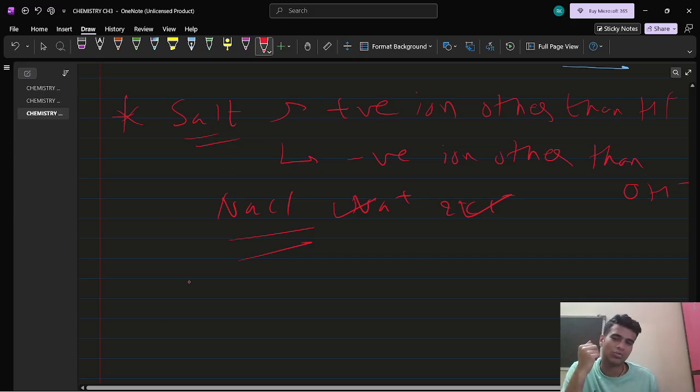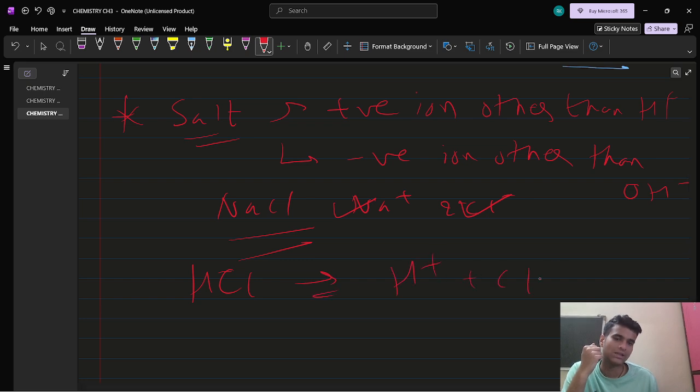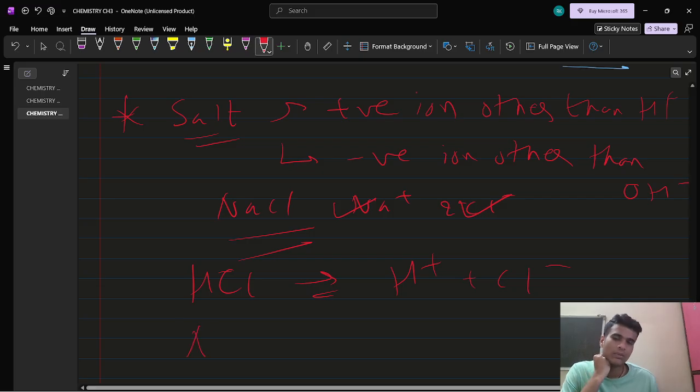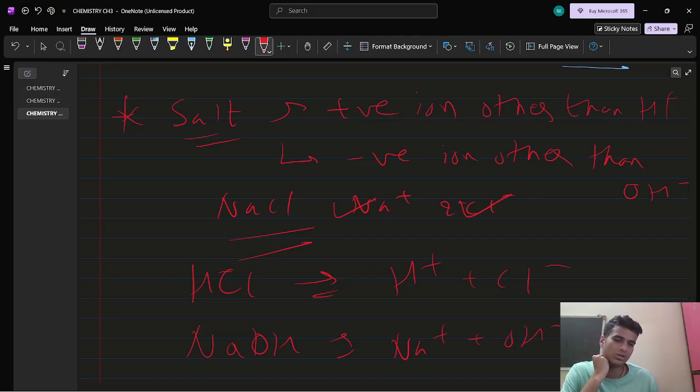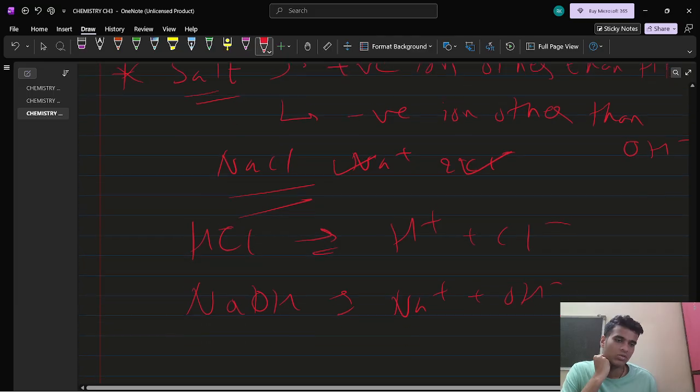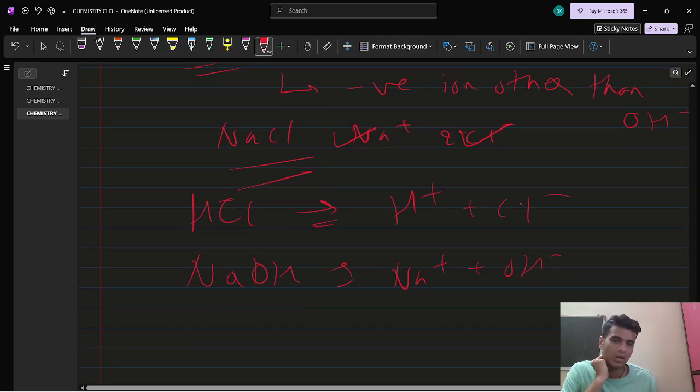When I add HCl to water I get H plus plus Cl minus. Suppose I'm adding NaOH also, so I get Na plus plus OH minus. Then both of these combine. So it dissociates, and both of them combine.